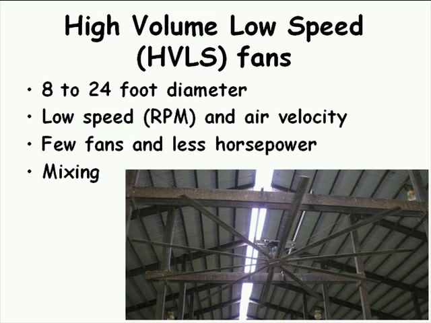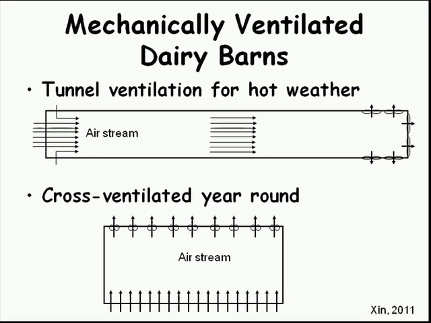These high-volume, low-speed fans, again, come in a range of sizes. The diameter of the blades can be 8 to 24 feet in diameter. They operate at a comparatively low revolutions per minute, and the velocities that you get off of that are much lower, but they move a large volume of air. So it doesn't take very many fans and very much horsepower to provide mixing in a naturally ventilated barn, again, whether it's freestall or compost. I borrowed this picture from Hongwei's presentation.